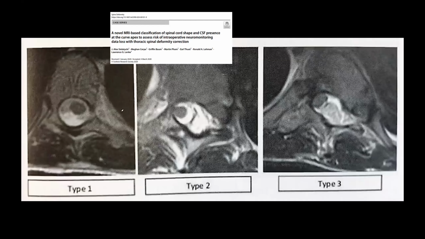And if I had just read that article, I would have avoided that problem. And type 3s had a 28 odds ratio of intraoperative monitoring alerts.